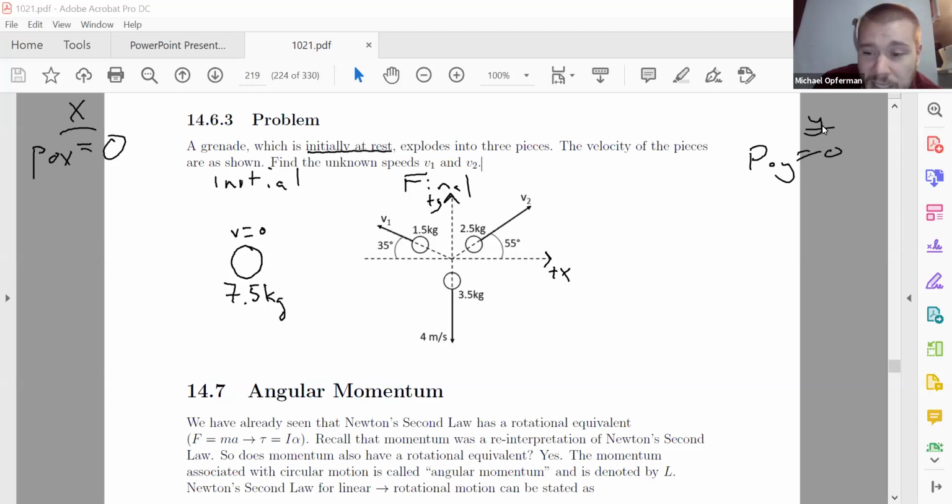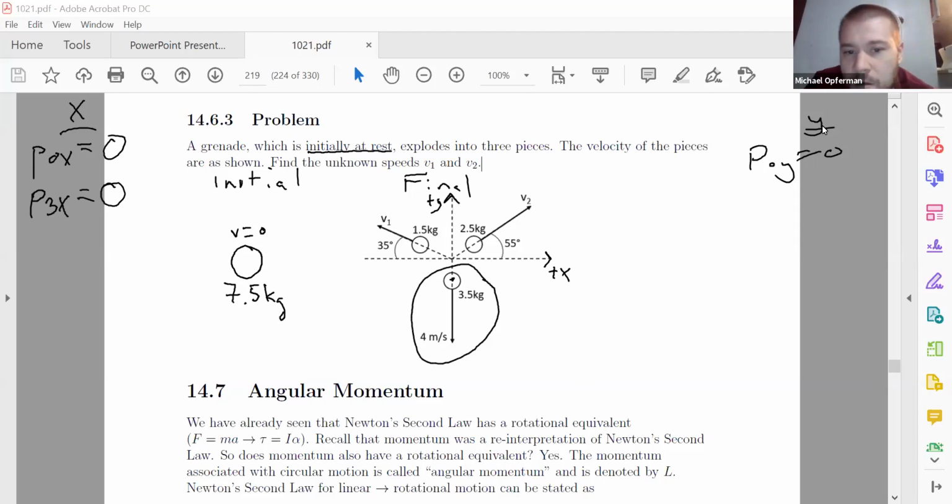Now writing down the final momentum is going to be a real pain in the neck here. It's going to have 3 terms, and 2 of them are going to have to be broken into components. So let's do it one by one. Let's start with this guy here, the 4 meter per second guy. Let's call that number 3, because 1 and 2 are already taken. So P3x, let's start there. P3x is going to be 0, because the momentum of this object here, its velocity only is in the y direction. So it has no x component. So the x component is 0.